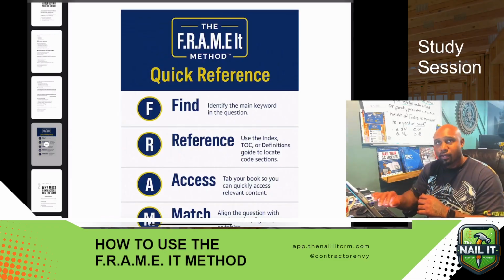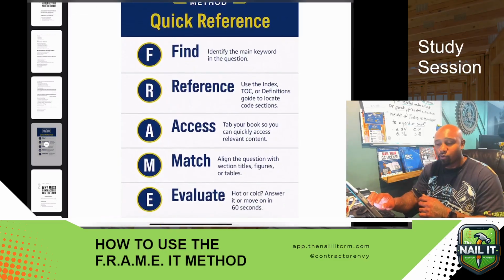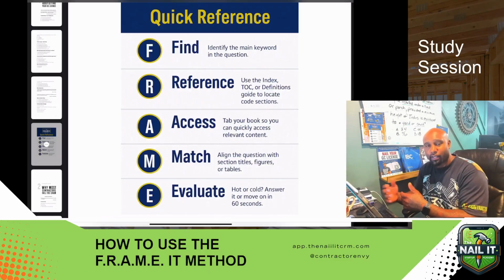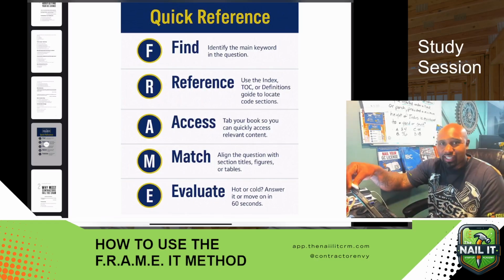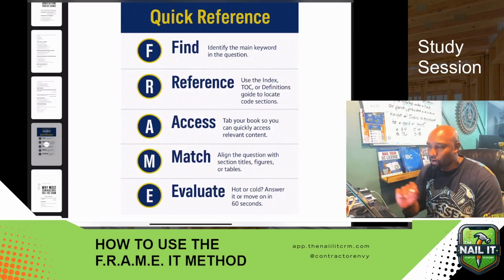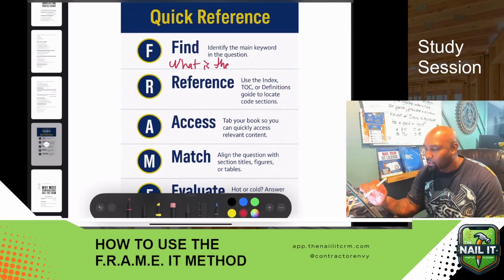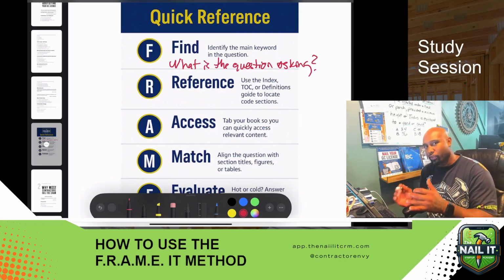All right. So if you haven't seen it, here we are, the Frame It Method, quick reference guide. I'm going to go ahead and break it down for you. First, you want to find your keywords, right? So we're identifying the keywords. And the best way to identify these keywords, you really got to ask yourself, and in step one, this is what you should ask yourself. Let me go ahead and pull this up here. What is the question asking? All right. That should be what you should be saying to yourself when you're looking for the keywords.